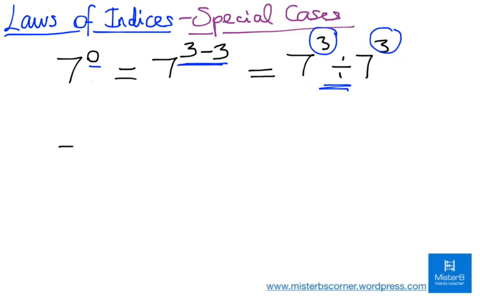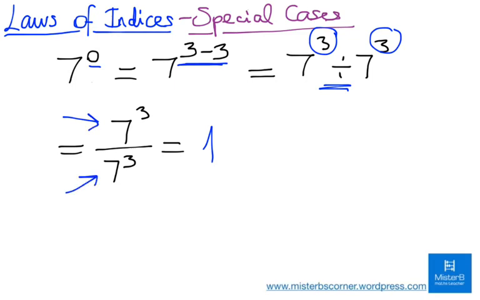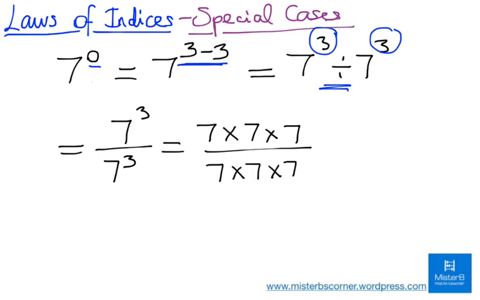But if I write this as a fraction, 7 to the power of 3 over 7 to the power of 3, I can see that it is going to be 1, because you're dividing a number by itself. However, let me go on with the definition. 7 to the power of 3 means 7 times 7 times 7, and the denominator is also 7 times 7 times 7. When you simplify, 7 divided by 7 is 1, three times. These are all in multiplication, so you end up with 1.